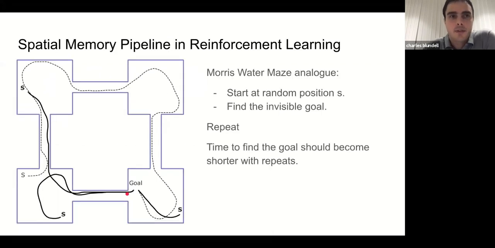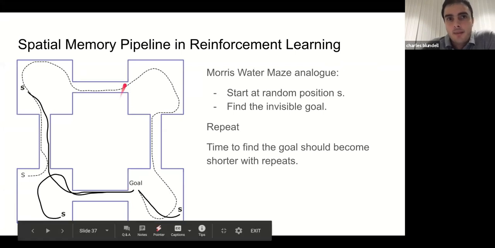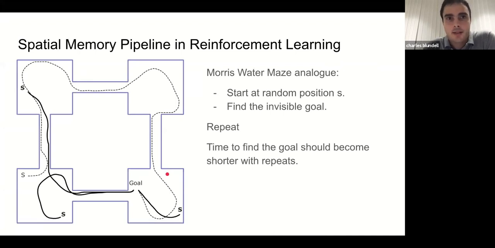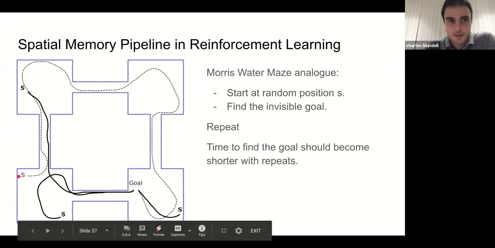Okay, so what's the use of that? Well, now we can start putting this into agents. There are some nice tasks to evaluate this, and I'll talk about some more in a little bit. A classic task, actually done with rodents, is called the Morris water maze. The way that works is the following. The rodent starts at some position S at the beginning of an episode.